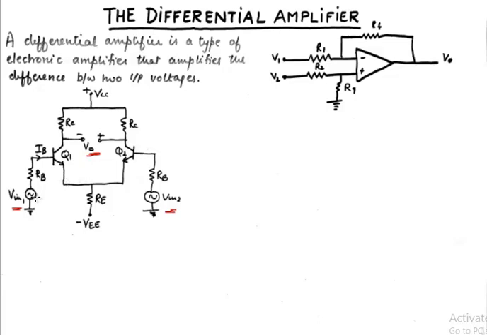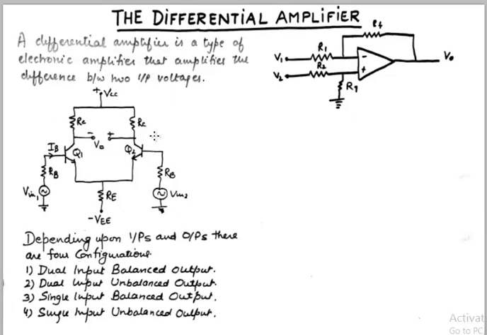For example, we could have two inputs and the difference of the output, which is known as the balanced output, and we could just give one input and keep the other input grounded and take a balanced output. Then we could give two inputs and take output from just one terminal and not use the other terminal. So depending upon all that, we have four different configurations. Depending upon inputs and outputs, there are four configurations possible.